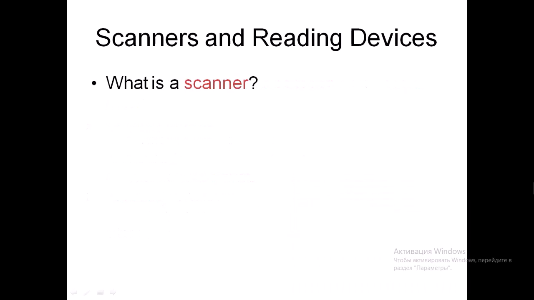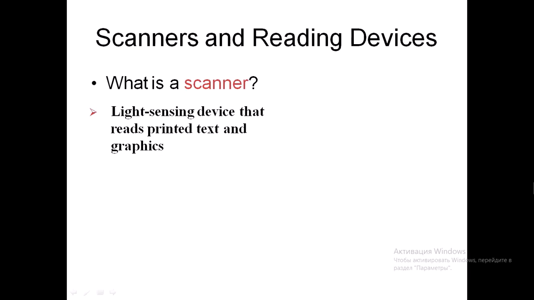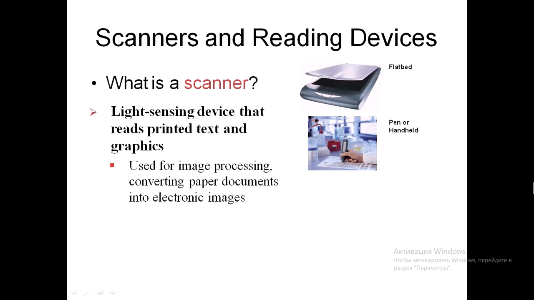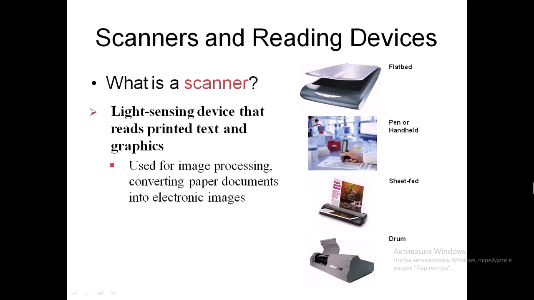And the next technologies are scanners and reading devices. What is a scanner? A scanner is a light-sensing device that reads printed text and graphics. It is used for image processing, converting paper documents into electronic images, and there are several types of scanners.